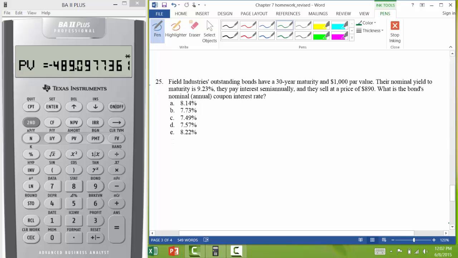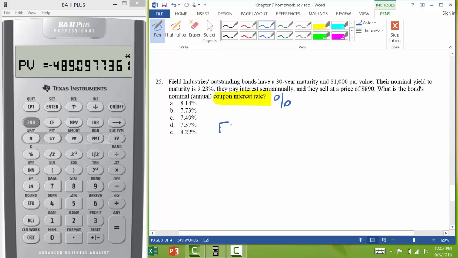Okay, then we have number 25. Field Industries outstanding bonds have a 30-year maturity and a $1,000 par value. Their nominal yield to maturity is 9.23%. That's the yield to maturity. They pay interest semi-annually, and they sell at a price of $890. What is the bond's nominal annual coupon interest rate? So we haven't solved for one of these types of problems yet. What we want to know is the coupon rate percentage, not the payment. We need to get the payment, but then we need the percentage.